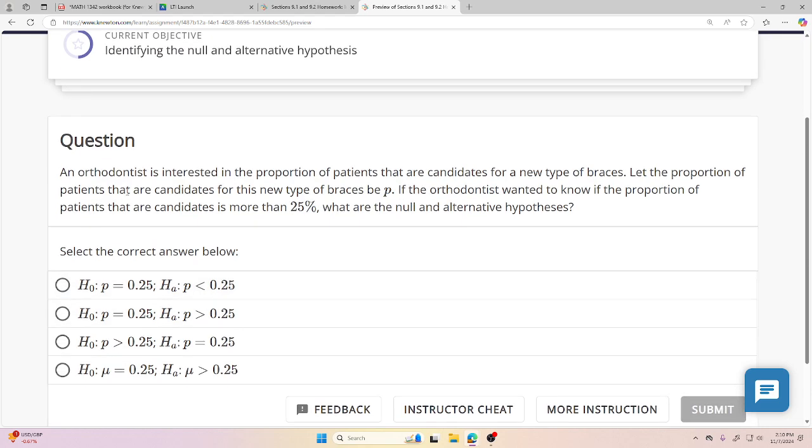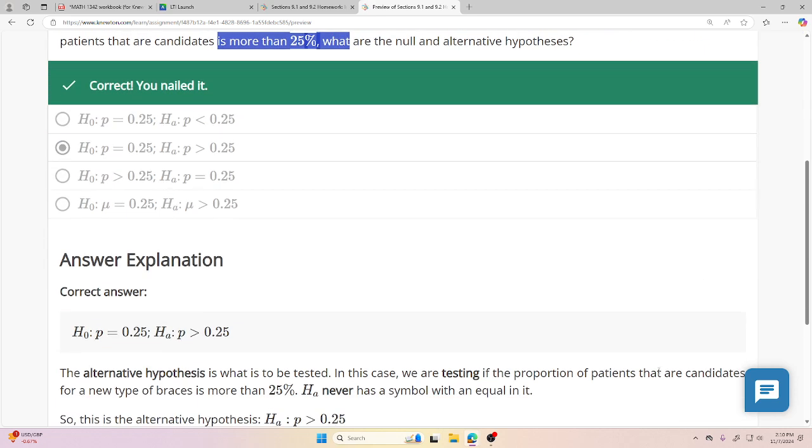Cool. An orthodontist is interested in patients with new types of braces, the proportion with new braces, and wants to know if it's more than 25. Which one? B, yep. P greater than. There's an equal sign. It's good enough, at least for what we're doing here. Cool.